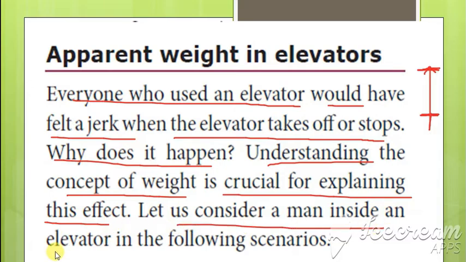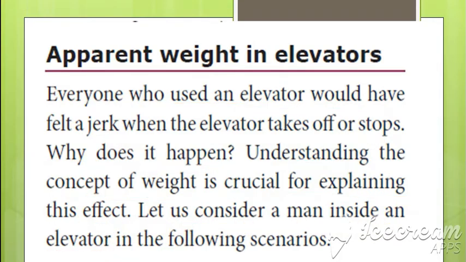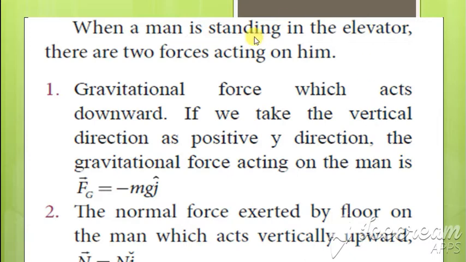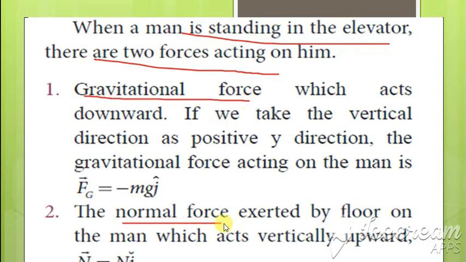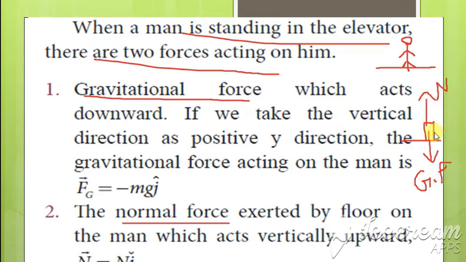So let us consider a man who is inside the elevator, and we have the following situations. Whenever you consider a man standing in the elevator, there are two forces acting on him. One is the gravitational force, and the other is the normal force, because this is the elevator. Just consider that one man is standing at this place. Any object will experience a downward gravitational force and an upward normal force. In the same way here, this man experiences a downward gravitational force and an upward normal force.